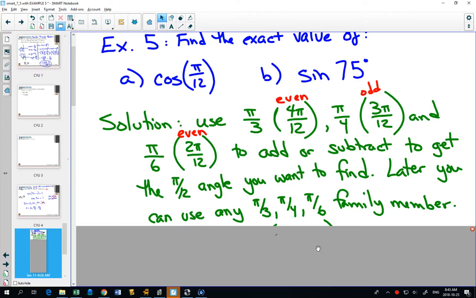So in the brackets beside pi over 3, I changed the denominator to be over 12. In the brackets beside pi over 4, I changed it so it would have a denominator of 12. And in the brackets behind pi over 6, I changed it to have a denominator of 12. So if you look at 4 pi over 12, 3 pi over 12, and 2 pi over 12, can you figure out a way that you could add or subtract to get pi over 12? Can you see 2 different ways to do it?